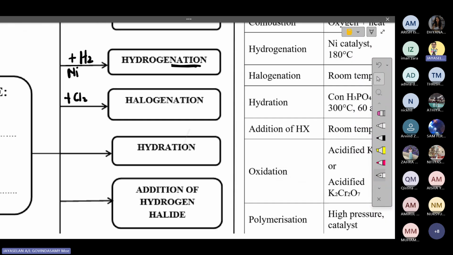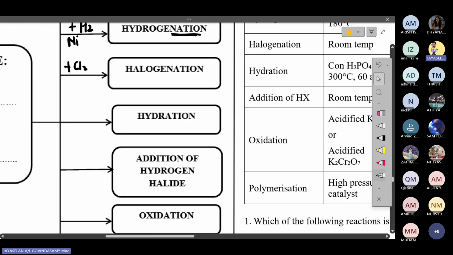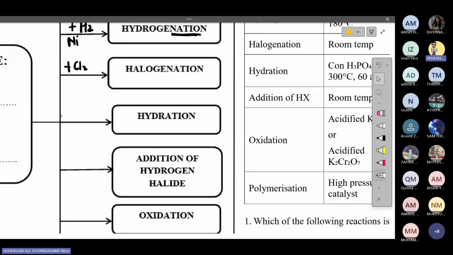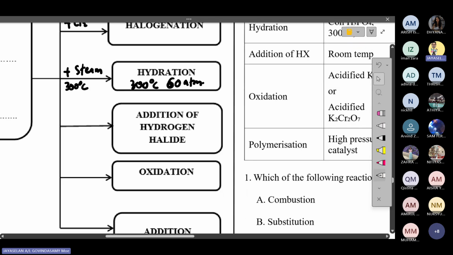Hydration. Hydration means your body dehydrated means your body lacks water, right? Hydration means you add what? Steam. You all put steam. Don't put water. Because at 300 degrees Celsius, your water will turn into steam. 300 degrees Celsius, 60 atm. Kita buat yang mana boleh hafal. Tak boleh lupa dia punya ni. Must memorize. Okay, addition of hydrogen halide.